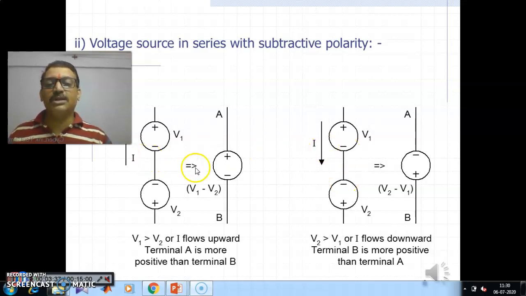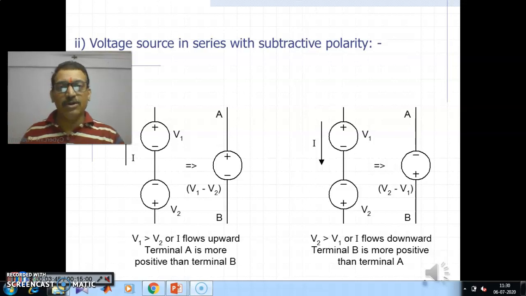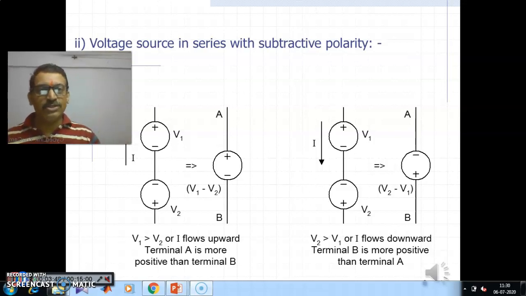The difference in the diagram is that here the current is upward and here the current is downward. Here it will be clear with the sign convention. As we said, negative to positive is plus V1 and positive to negative is minus V1. When this current passes from negative to positive through V1, V1 is represented with positive. And when the same current passes through V2, as the direction of the current is upward, V2 is represented as minus V2. So you get V1 minus V2.